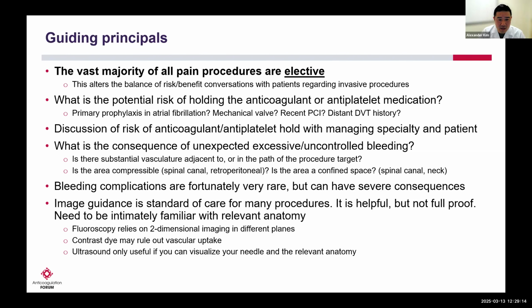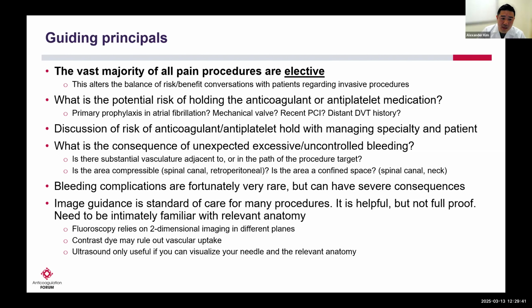And then now shifting gears a little bit to the procedure itself. So what exactly might the consequence be of unexpected or uncontrolled bleeding? Is there substantial vasculature either adjacent to or in the path of our procedure target? And if there is bleeding, is the area compressible, like the spinal canal or the retroperitoneal space? And again, if there is bleeding, is it a confined space? And again, an example is the spinal canal or the neck.